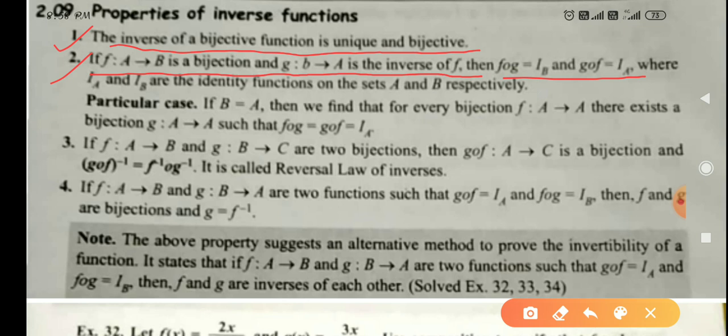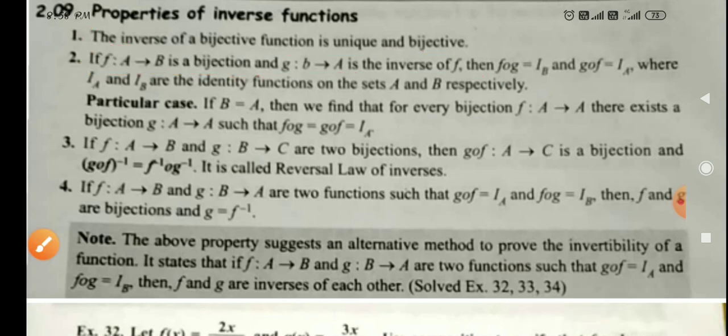Yes, if two functions f and g are there, and g is the inverse of f, then the composition of f and g, fog and gof, will be the identity function on set B and the identity function on set A. I will explain this point in the next point also. These two properties are important, so pay attention to them.